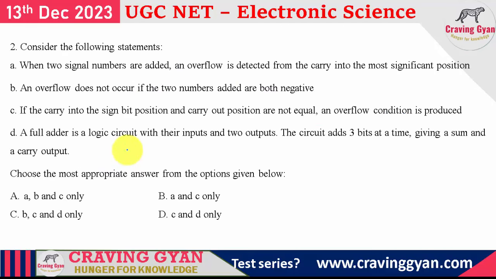In the second question, what they have given is, consider the following statements. When two signed numbers are added, an overflow is detected from the carry into the MSB bit position, they are telling. So it is wrong. An overflow does not occur if the two numbers added are both negative.